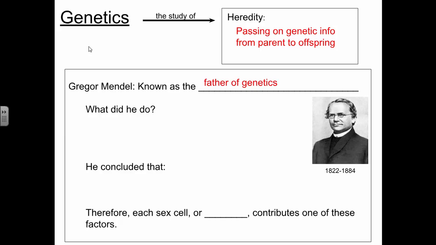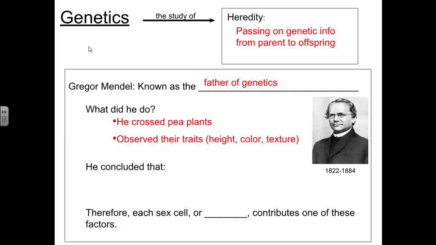And what Mendel did was he grew thousands and thousands of pea plants. And he would crossbreed them by taking pollen from one plant, transferring it to the stigma of another plant, growing the seeds to see what the offspring was like. And he observed several different traits about the pea plants: the height of the plant, the color of the flower, the color of the pea, the texture of the pea.